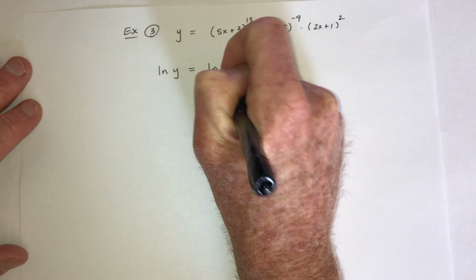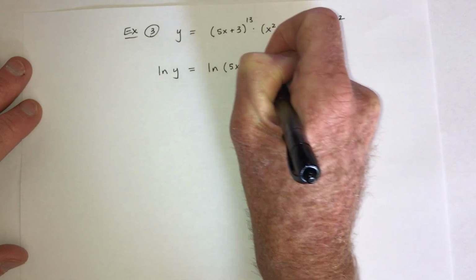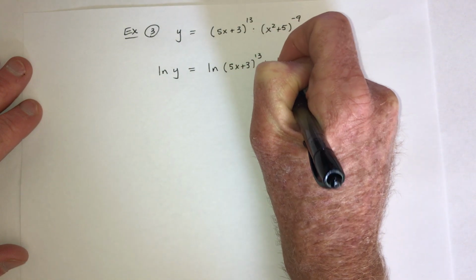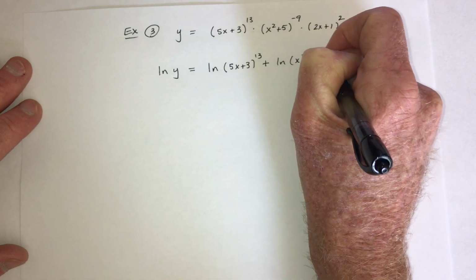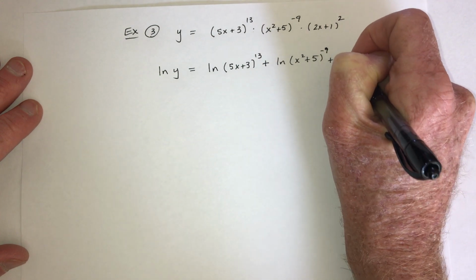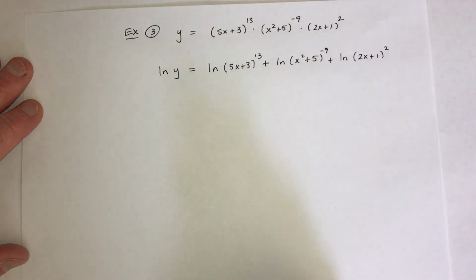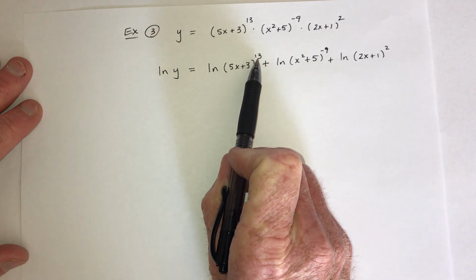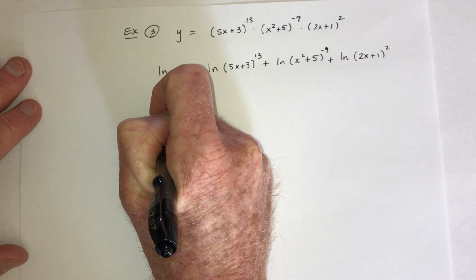So natural log of (5x plus 3) to the 13th plus the natural log of (x squared plus 5) raised to the negative 9, plus the natural log of (2x plus 1) squared. And before I take the derivative, I'm going to take these exponents and move them down in front and multiply.